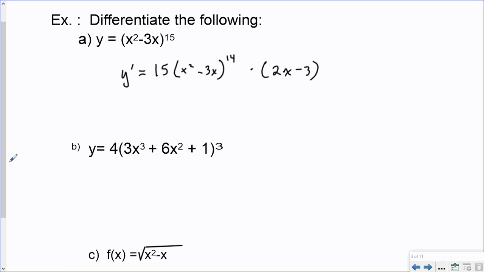Now we've got this function to the power of 4, and then we've got a cubic. I'm going to call that my inside or interior function. And then that cubic has been raised to the power of 3.